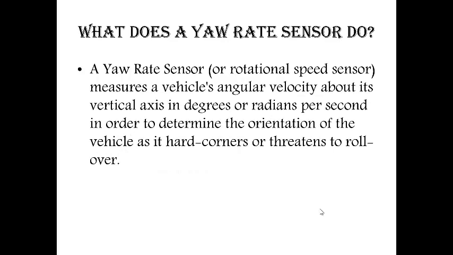So what does a yaw rate sensor do? Basically, a yaw rate sensor or rotational speed sensor measures a vehicle's angular velocity about its vertical axis in degrees, which means if the car is moving straight ahead and takes an angular turn towards right or left. In order to determine the orientation of the vehicle as it hard corners or threatens to roll over, that will be measured by the yaw rate sensor.